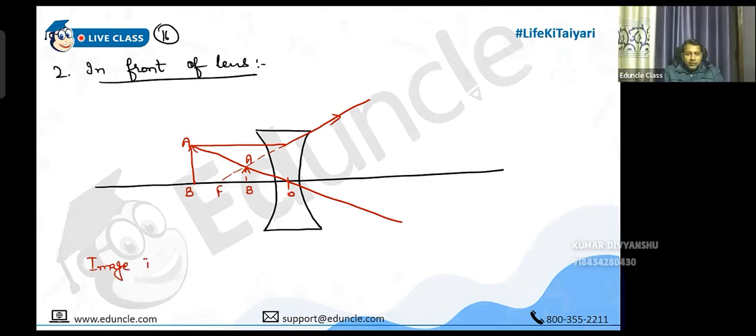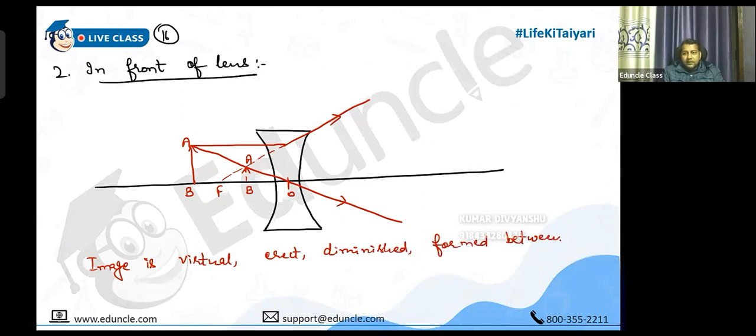So the image is virtual. You can see it is erect, diminished, and formed between F and the optical center. No? Okay. Please check.